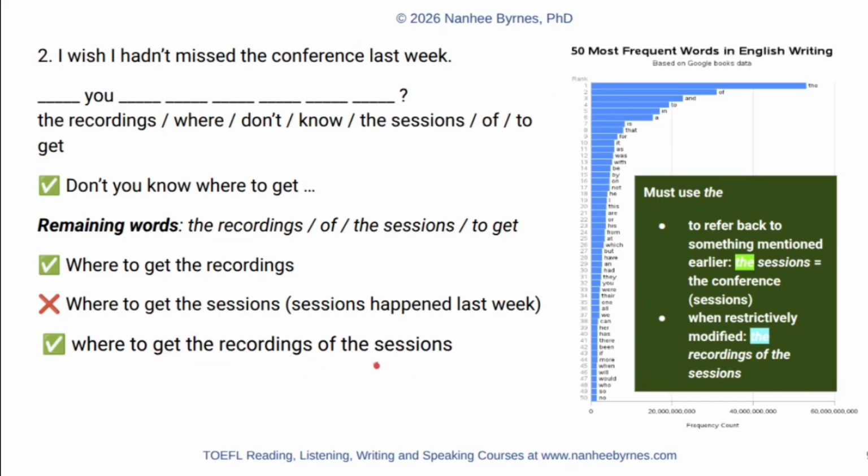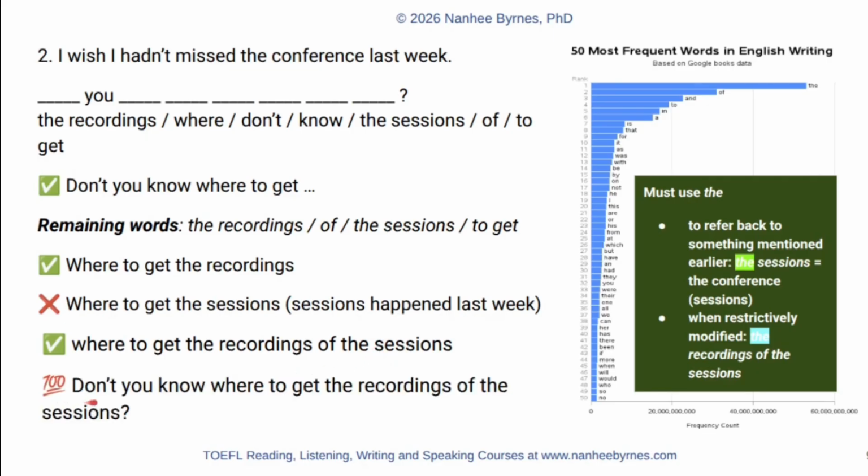Dr. Burns has several videos on how to use "the" correctly. "The" is the most used word in English, and for non-native speakers, it is often the most challenging word to master. Make sure you understand when to use "the" to refer back to something mentioned earlier, like "the sessions," meaning the conference sessions, and when a modifier gives identification, like "the recordings of the sessions." So we now have "where to get the recordings of the sessions." Putting everything together, the complete sentence is, "Don't you know where to get the recordings of the sessions?"